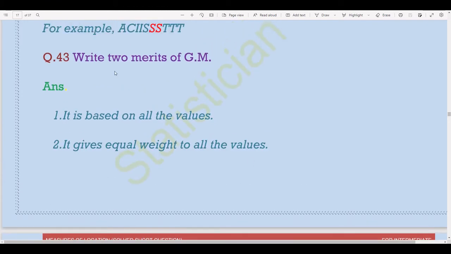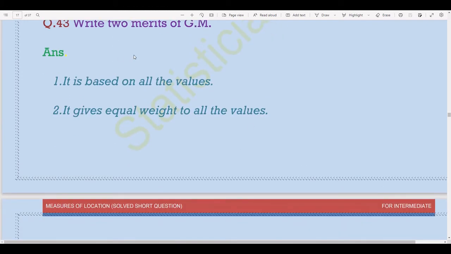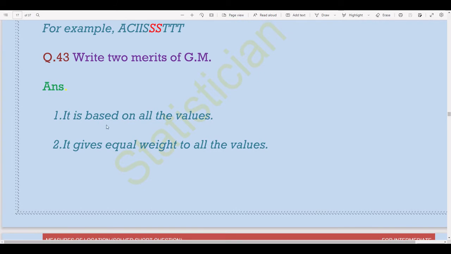Question number 43. Write two merits of geometric mean. Number 1, it is based on all values, and number 2, it gives equal weights to all values.